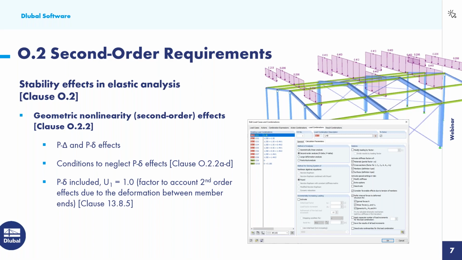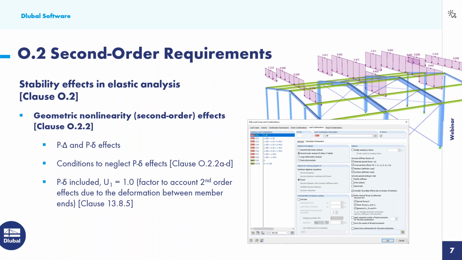P little delta effects. Now, there are conditions to neglect P little delta, and that is given in Clause O.2, A through D. So if you meet one of these conditions, you don't necessarily need to consider those small deformations that are occurring along the member length. But we might be asking ourselves, what's the advantage then if I do include P little delta effects within my analysis? And what we get to do here is to actually set this U1 factor equal to 1.0.